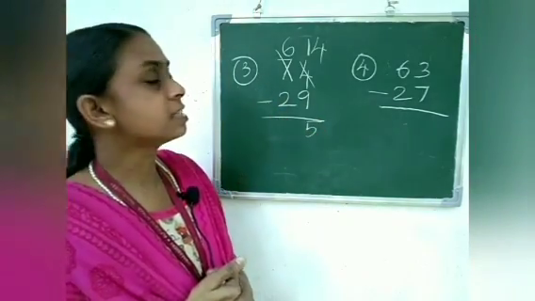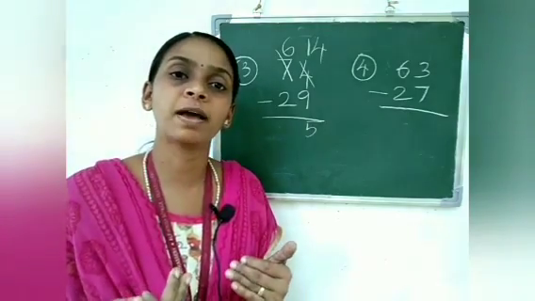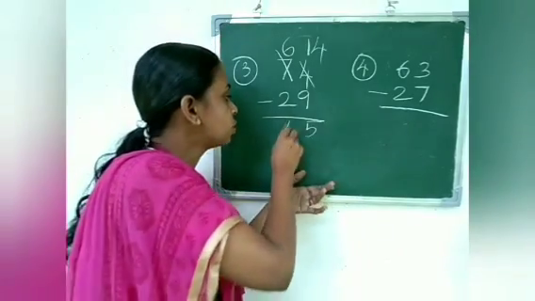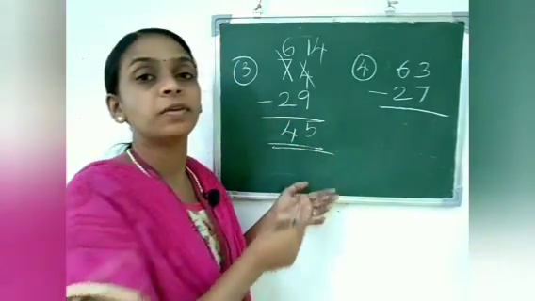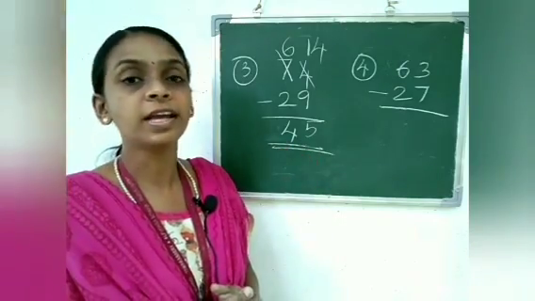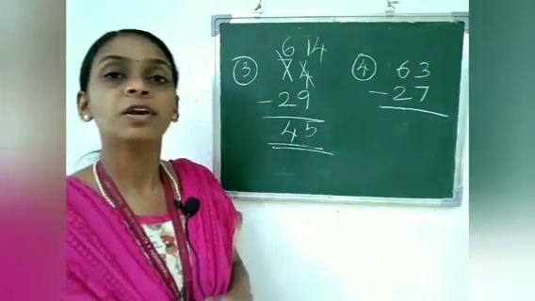And next is 6 minus 2. Tell me, all of you tell me, what is 6 minus 2? 6 minus 2 is 4. So we got the answer 45. So 74 minus 29 is 45.